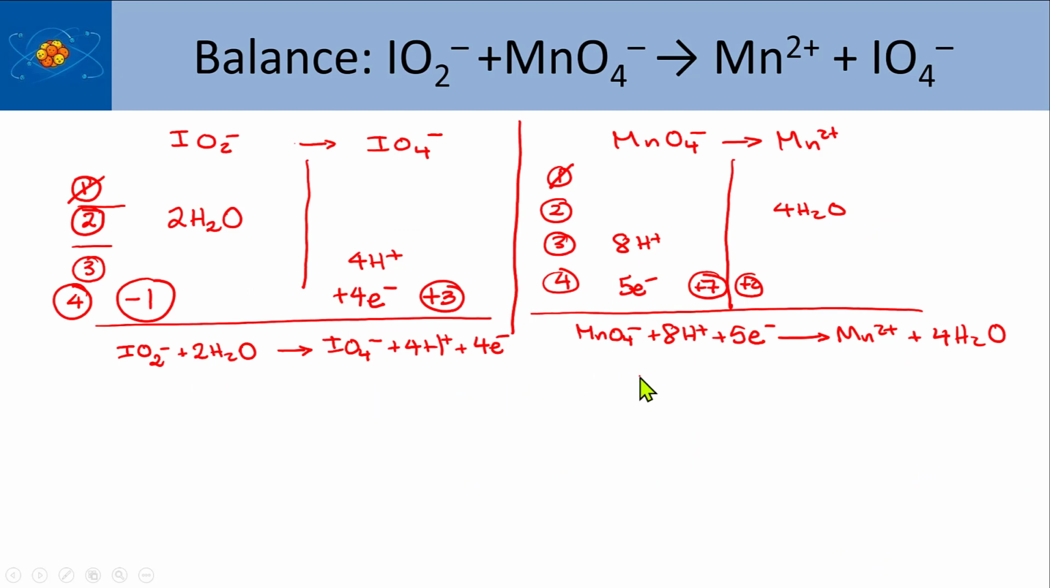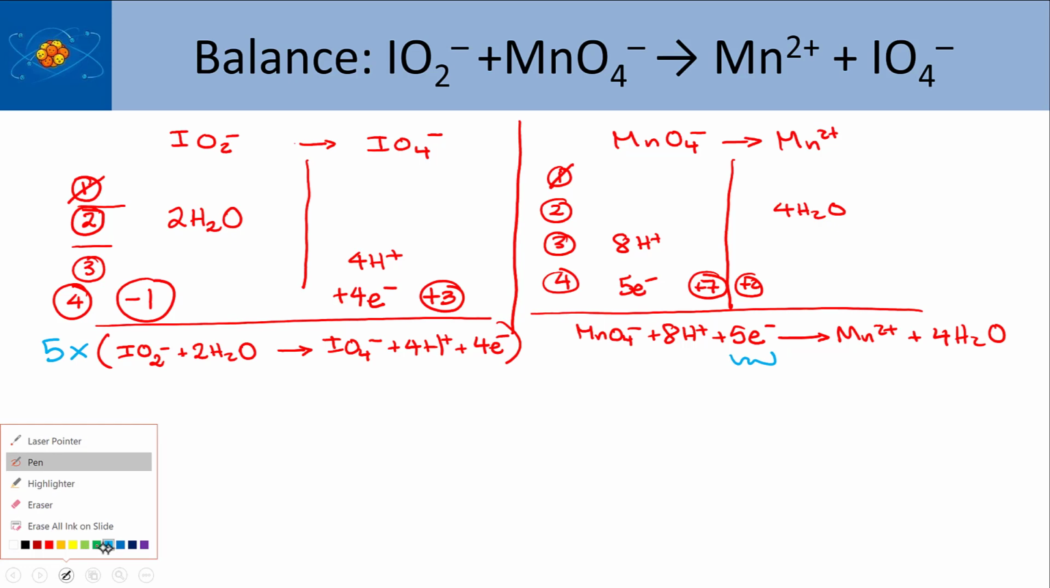So here's what we're going to do. I have to look to see how many electrons are here and how many electrons are here. And you'll notice it's 4 and 5. So that means I'm going to multiply this reaction by 5. Let me change the color. So I have 5 electrons here. So this I'm going to multiply by 5.